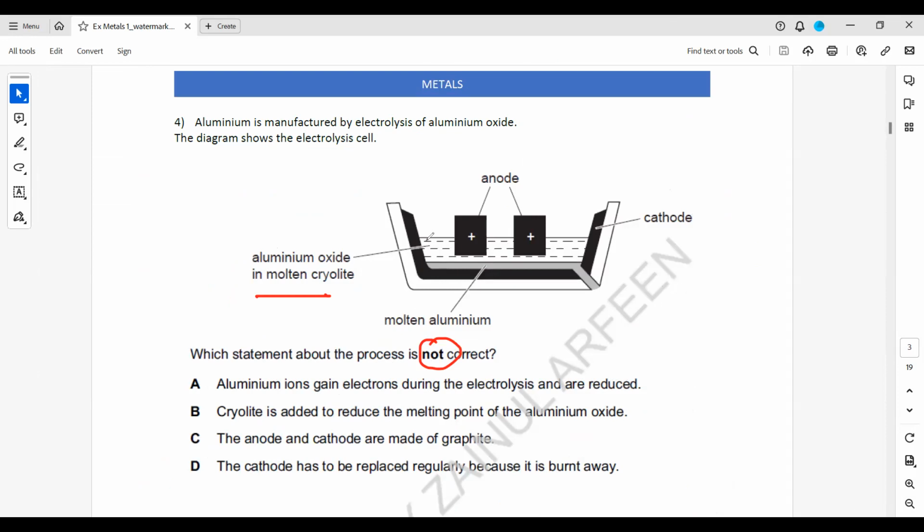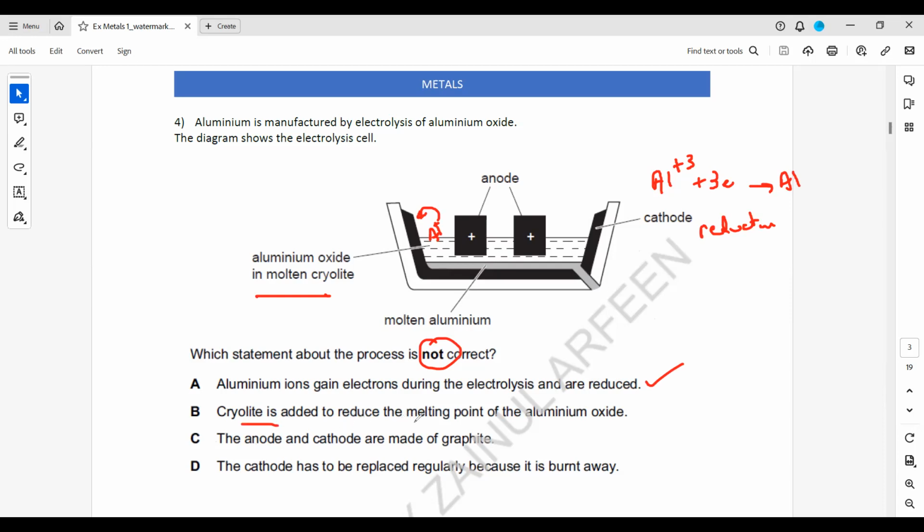Look, what will happen in the electrolyte? We have aluminium ions. Aluminium ions are attracted towards the cathode. When they are attracted towards the cathode, the aluminium ions will gain electrons and turn into aluminium atoms. Are they reduced? Yes, they are reduced, because it's a gain of electrons, so reduction is there. So this statement is correct. We want to identify which one is not correct.